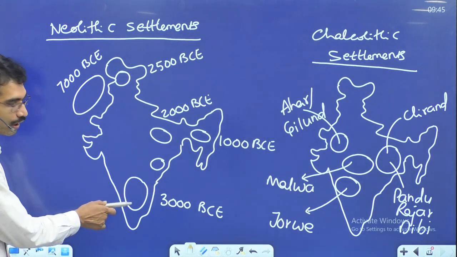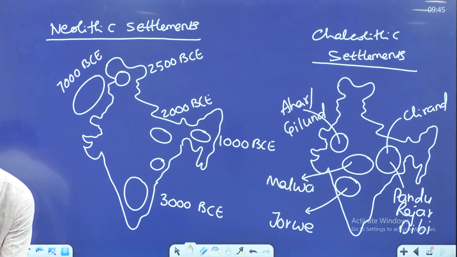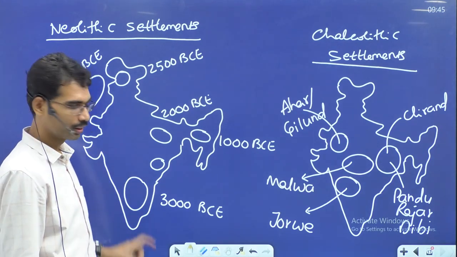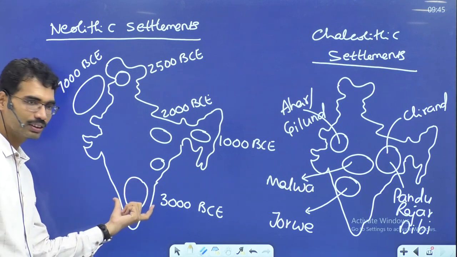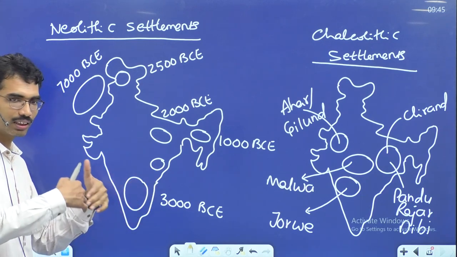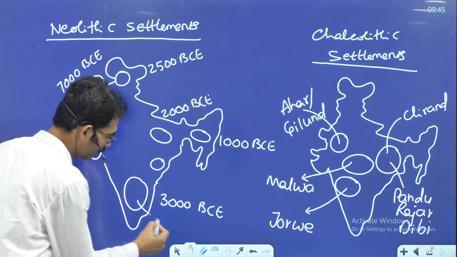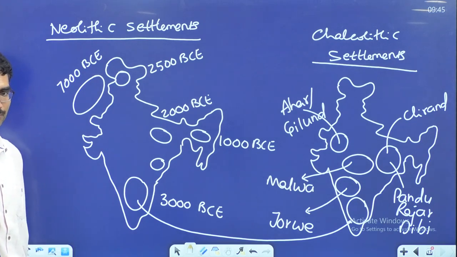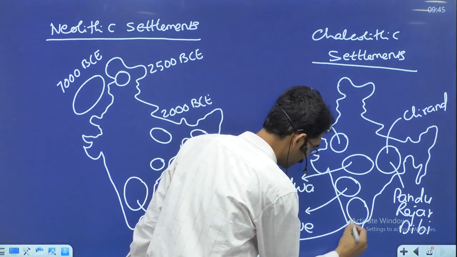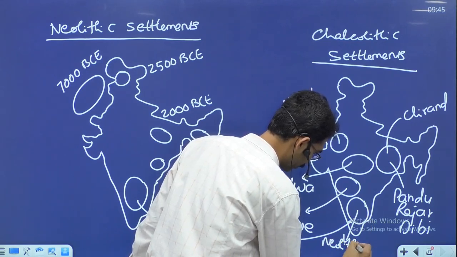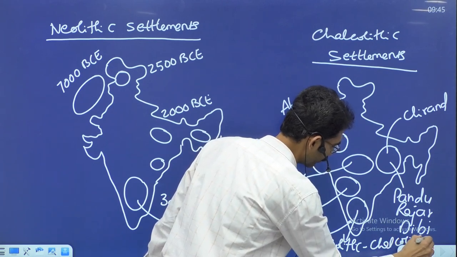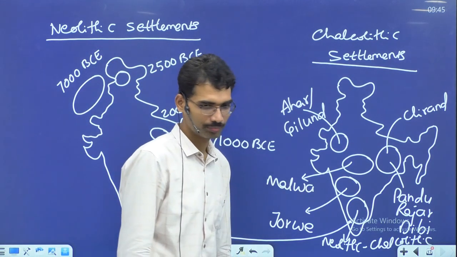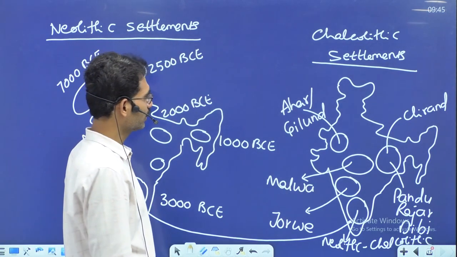Now you see this one. These Neolithic people, the moment they adopted stone technology, polished stone, they started taking copper also. That's why these continue. They are also called Neolithic Chalcolithic period. This is Jorwe, and here we call Neolithic Chalcolithic. Neolithic Chalcolithic.